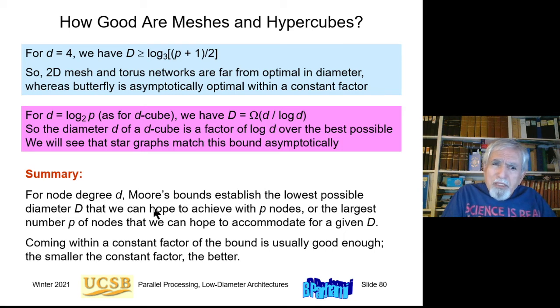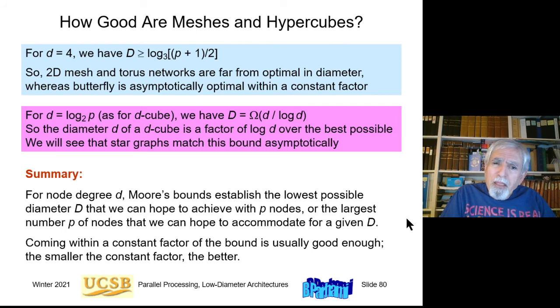Okay, so to summarize, for node degree d, Moore's bounds establish the lowest possible diameter that we can hope to achieve with p nodes, or the largest number p of nodes that we can hope to accommodate for a given diameter. Usually we are satisfied if we come within a constant factor of the bound. Notice in both these cases above, we did not come within a constant factor. Here, instead of log of p, we had square root of p. Here, instead of d, we have d divided by log d, so this is not a constant.